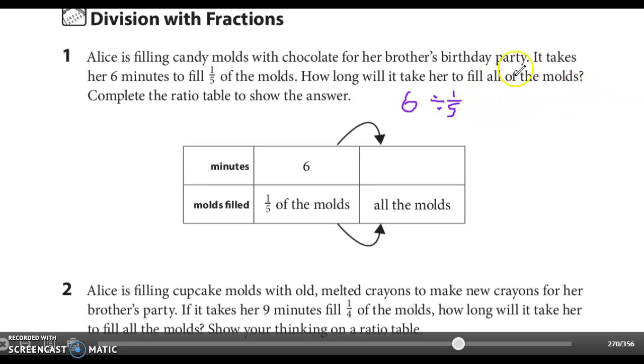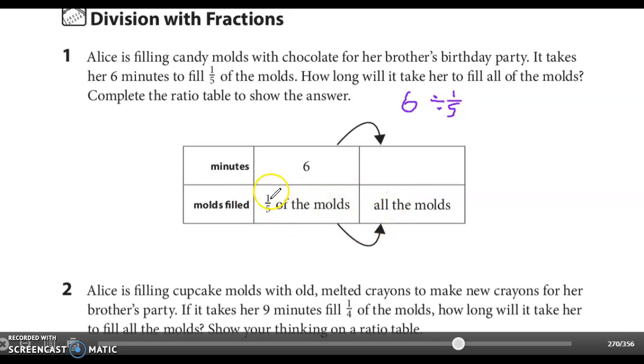And before, you just knew to make a drawing and then divide it out and find it. That's kind of a long way to do it. So let's take a ratio table, minutes over molds. So it took 6 minutes to make 1/5 of the molds. And how long is it going to take her to fill all of the molds? So let's take this fraction to 1.